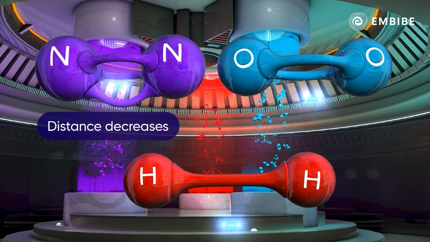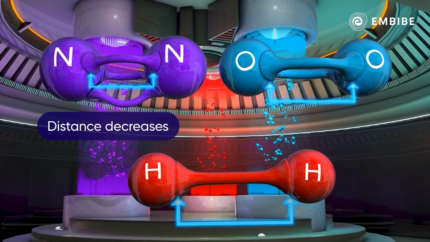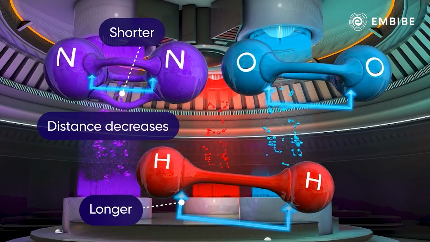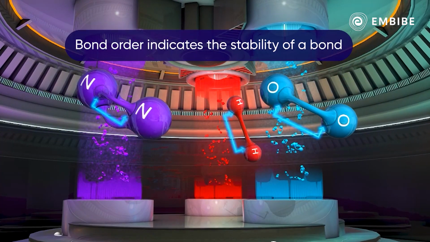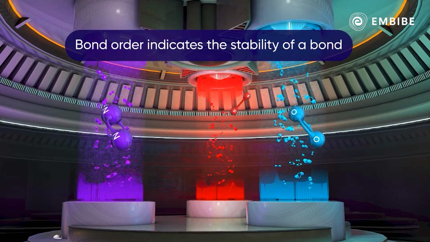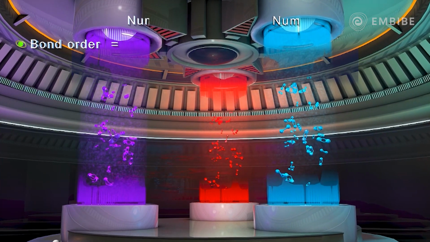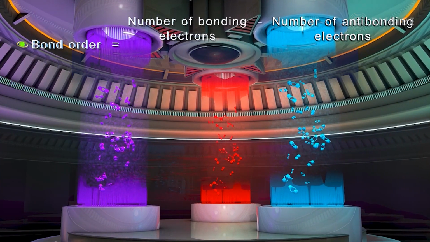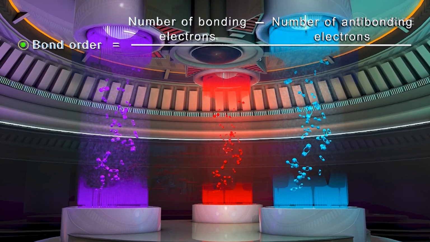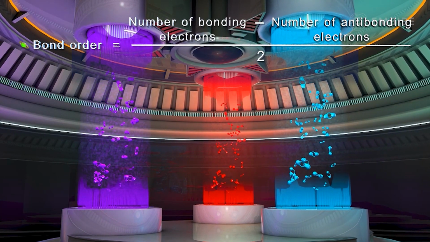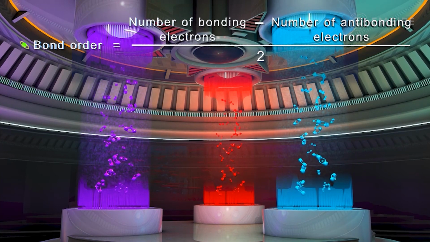As the number of electrons shared between two or more atoms increases, they come closer and the distance between the nuclei is decreased. This increases the strength of the bond. Thus, the bond order indicates the stability of a bond. Bond order can be calculated using the molecular orbital diagram and is given as half the difference between the number of bonding and anti-bonding electrons.